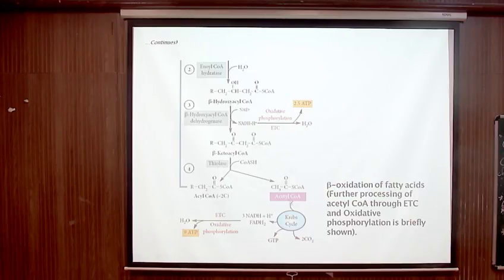So this acetyl coenzyme A enters into the TCA cycle. There is a mistake here, it has to be 10 ATP. So when acetyl coenzyme A enters the TCA cycle, every molecule of acetyl coenzyme A will yield 10 ATP molecules. So that is the beta oxidation proper.